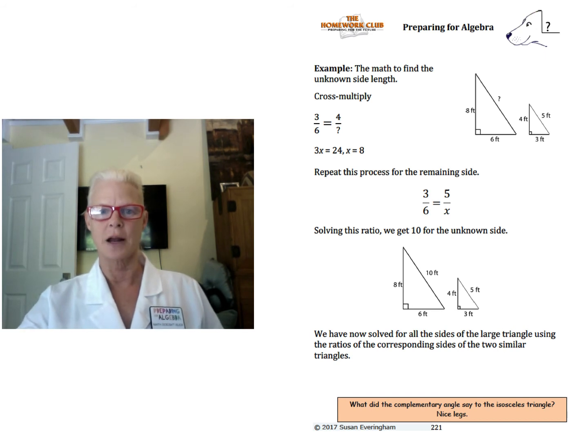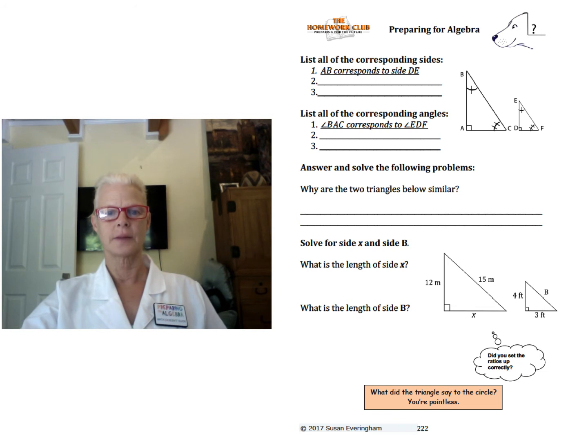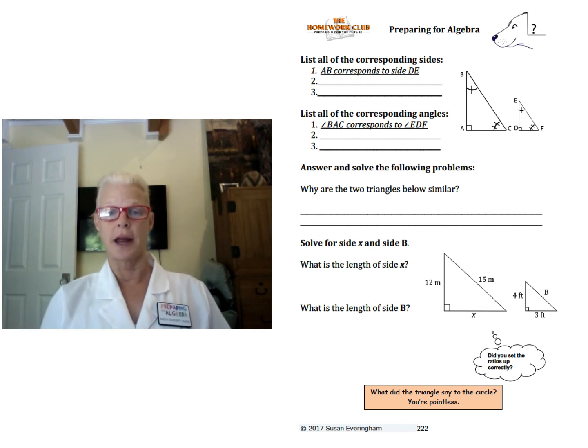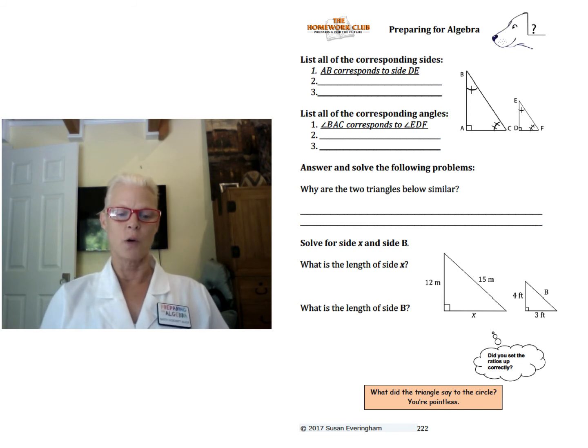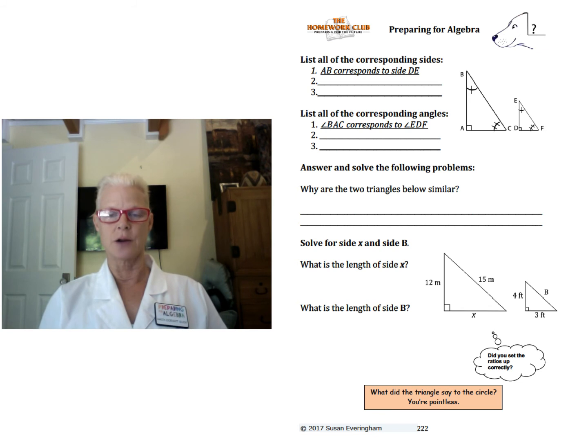The answers are in the back of the book. Page 222 and page 223 refer back to the example on page 221. So we've got corresponding sides and corresponding angles of similar triangles, and we're going to solve for the unknown sides.